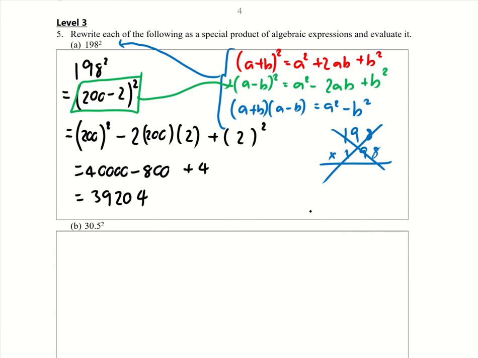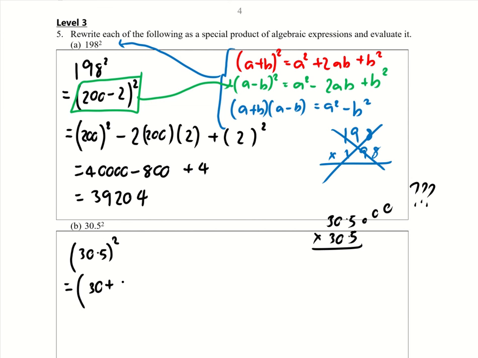Now I even have a decimal number, 30.5 times 30.5. Okay, imagine if this came out for your primary school questions, you will be like, how am I supposed to do it? So what I will do is I'll put 30.5 squared. The nearest number that's easy to calculate is simply 30. And then to get 0.5, I have 30 plus 0.5, the whole thing squared.